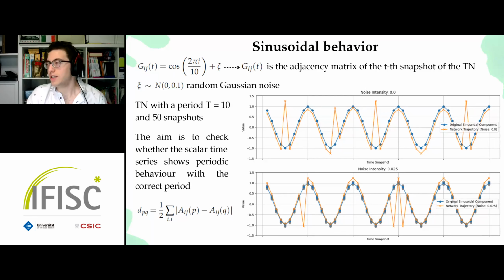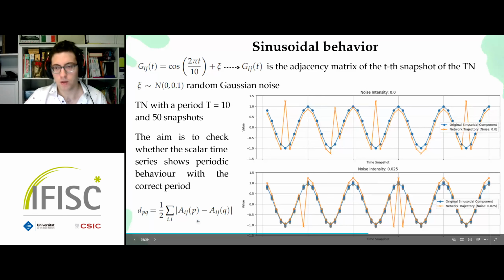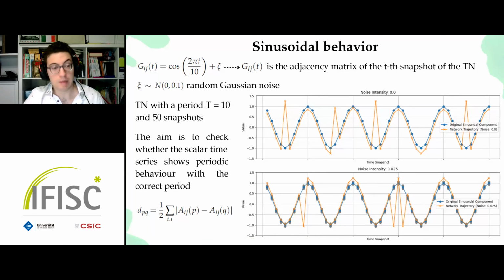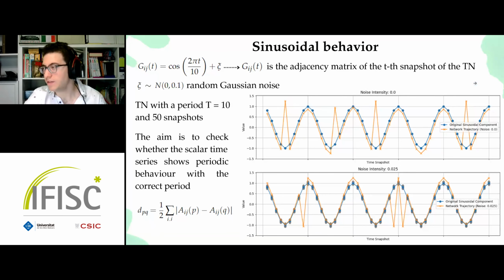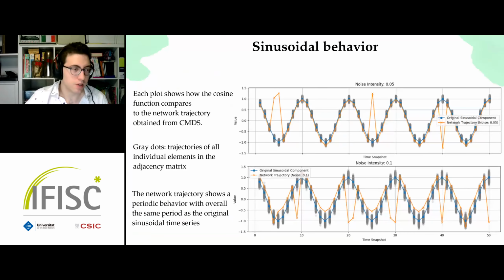The aim is to check whether the network trajectory, which is a time series, shows the predicted behavior with the same period we have generated. Using the distance we've seen before, we obtain that the network trajectory follows it. There are some points that are a little bit naughty, but they follow the trend and have the period equal to 10.